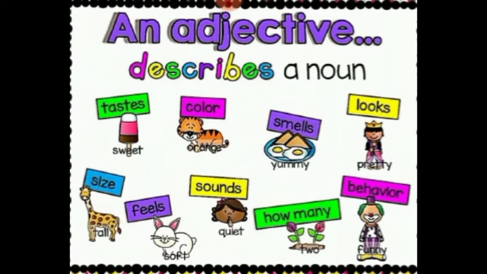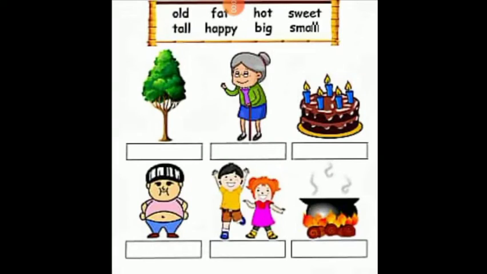She is very quiet. So the word quiet is an adjective. How does the rabbit feel? It feels soft. So the word soft is an adjective. What is the size of a giraffe? It's tall, right? So tall is an adjective. Okay, look at these nouns, and the words given in the box are adjectives.